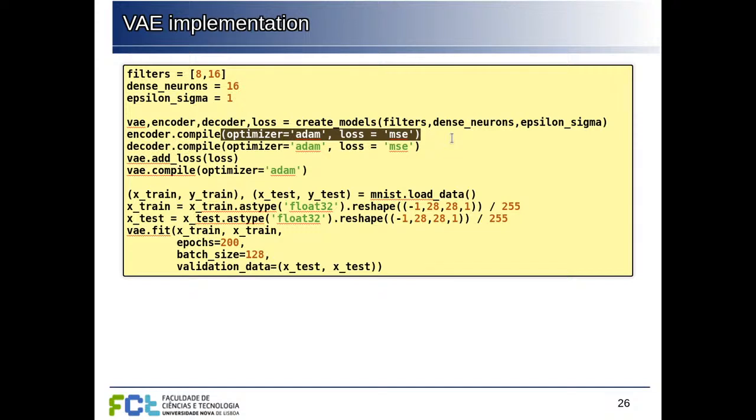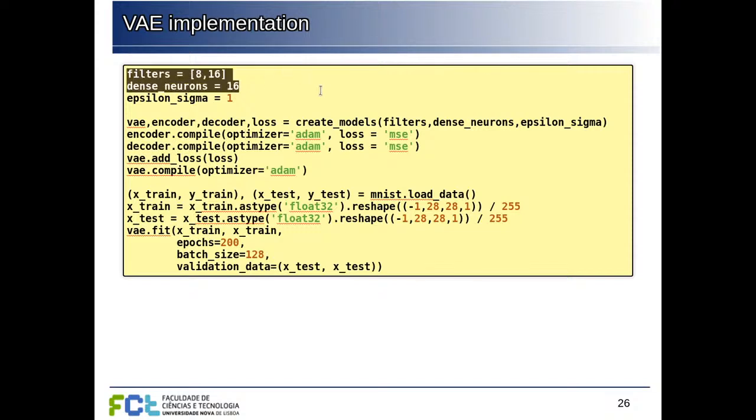The loss and the optimizer, in this case, it's just to fill in those parameters, because we are not going to train the encoder and decoder separately from the rest. They will only be trained as part of the variational autoencoder, but then we may want to use the encoder to get parameters for a specific example, or the decoder to generate some examples. So we want to compile them, but we are not going to train them, so the loss and the optimizer is irrelevant here.